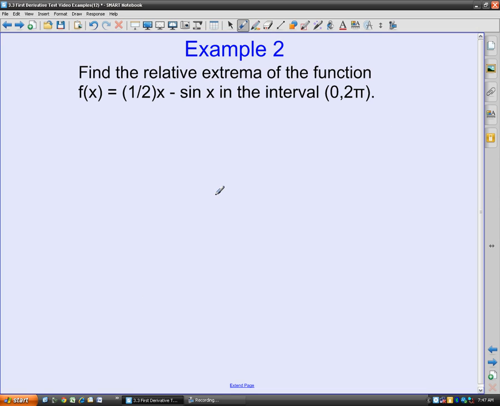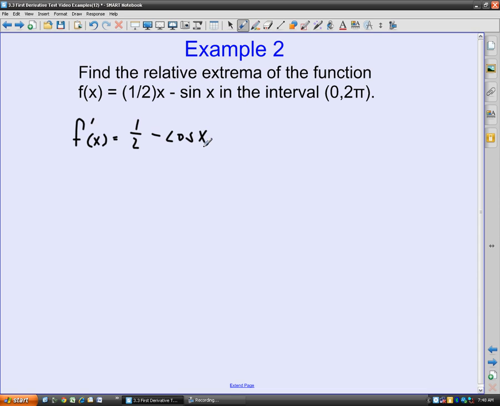So this one says find the relative extrema of the graph in this interval. As you know, that sine could go on forever, so we're not going to do that. We're just going to limit it to 0 and 2 pi. So if I'm looking for extrema, the first thing I know is I need to find the critical numbers, which are the values where the derivative is set equal to 0. So I'm going to say f prime of x equals 1/2 minus cosine of x. So there is my function.